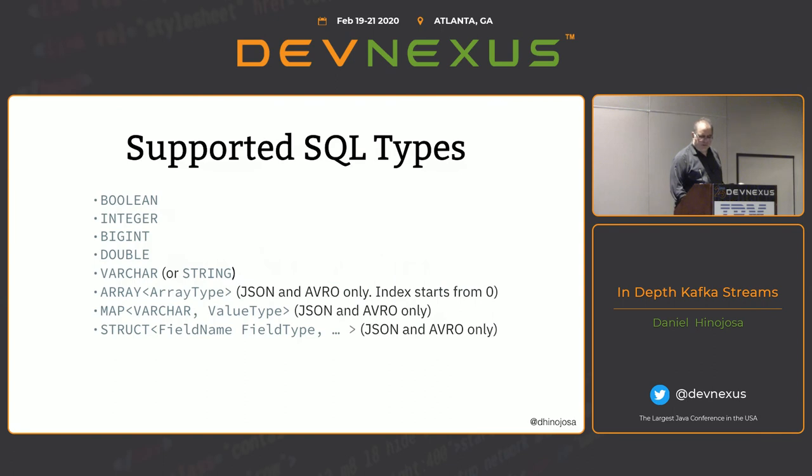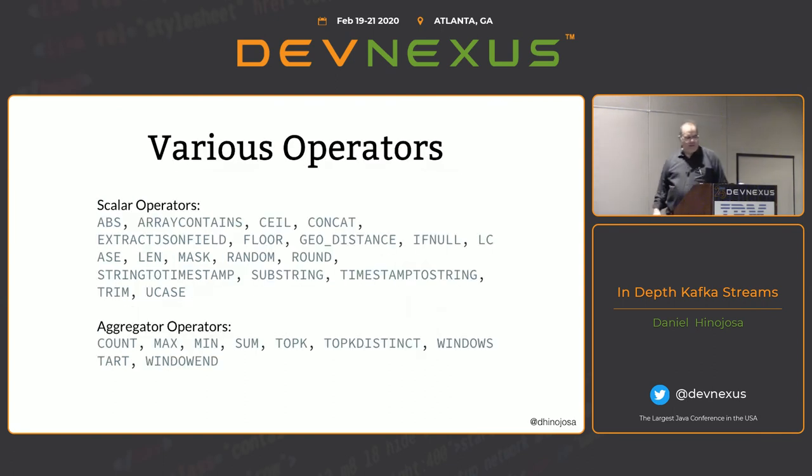Lots of supported SQL types, various operators. So anything that you're used to with SQL is available here. ABS, mask, if you have some credit card information. Lcase, substring. The aggregator, what does that mean? That means these are methods that you could only call if you call group by, which you saw in that functional programming, right? After we did a group by, there were only certain functions that we could call afterwards. These are aggregator operators, which is after I do a group by, then I could call any one of these.